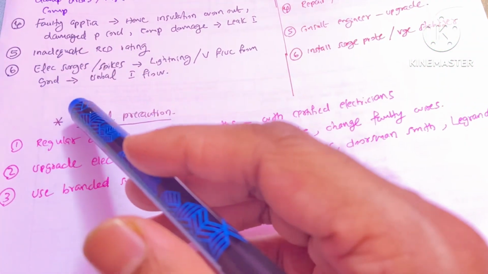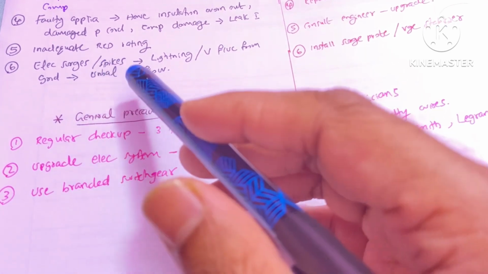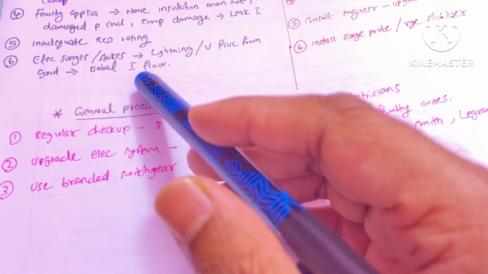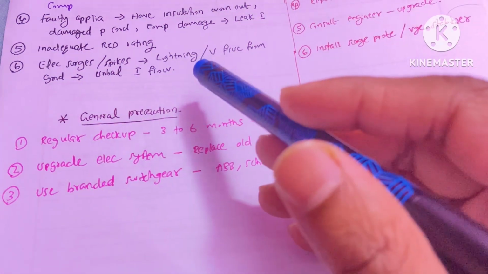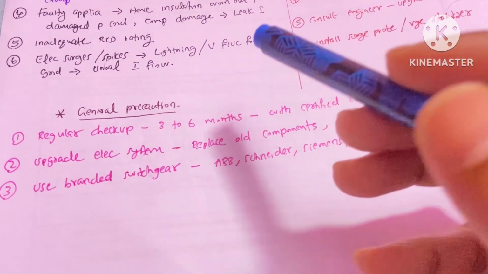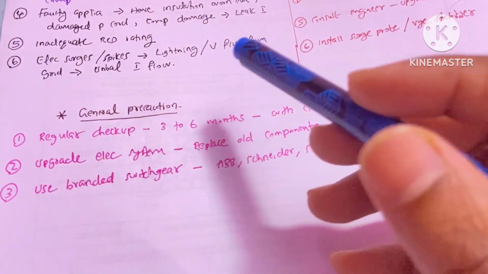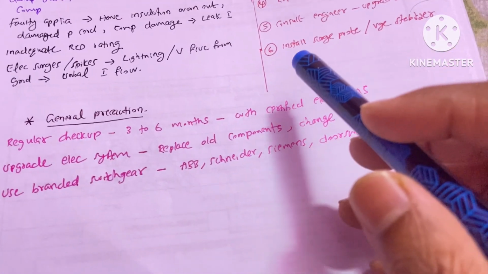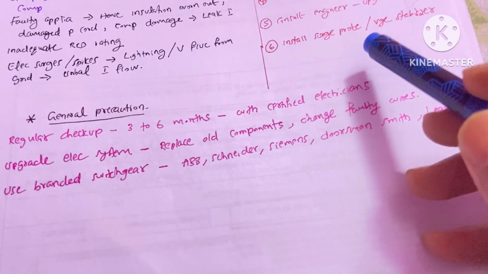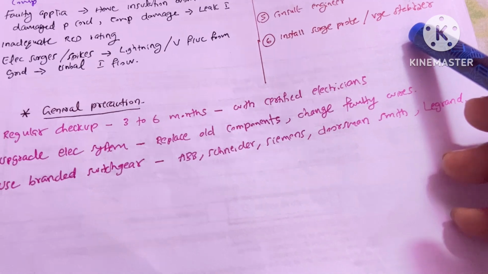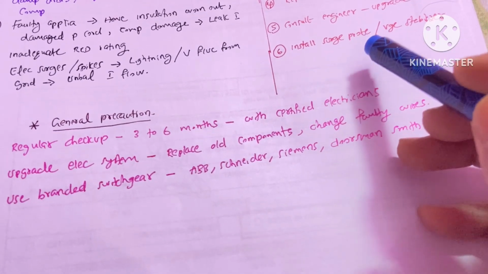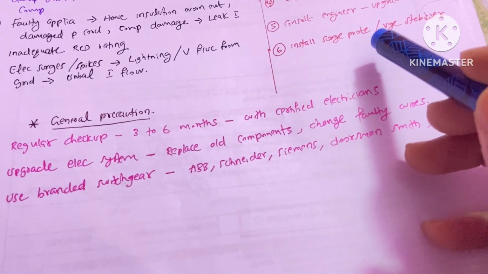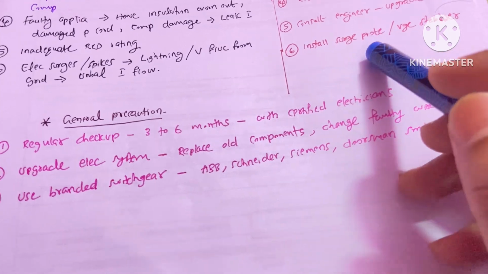And the next one is electrical surges or spikes in our system. Lightning or voltage fluctuation from the grid causes unbalanced current flow in our system. And the solution is installing surge protectors or voltage stabilizers. These devices will help protect from nuisance tripping of the RCD.